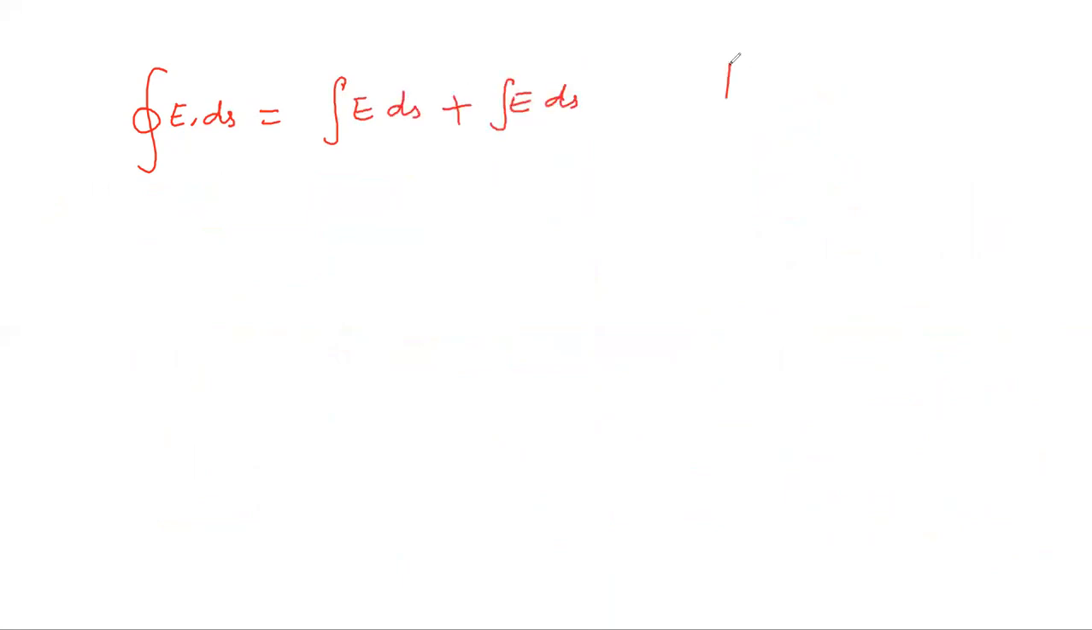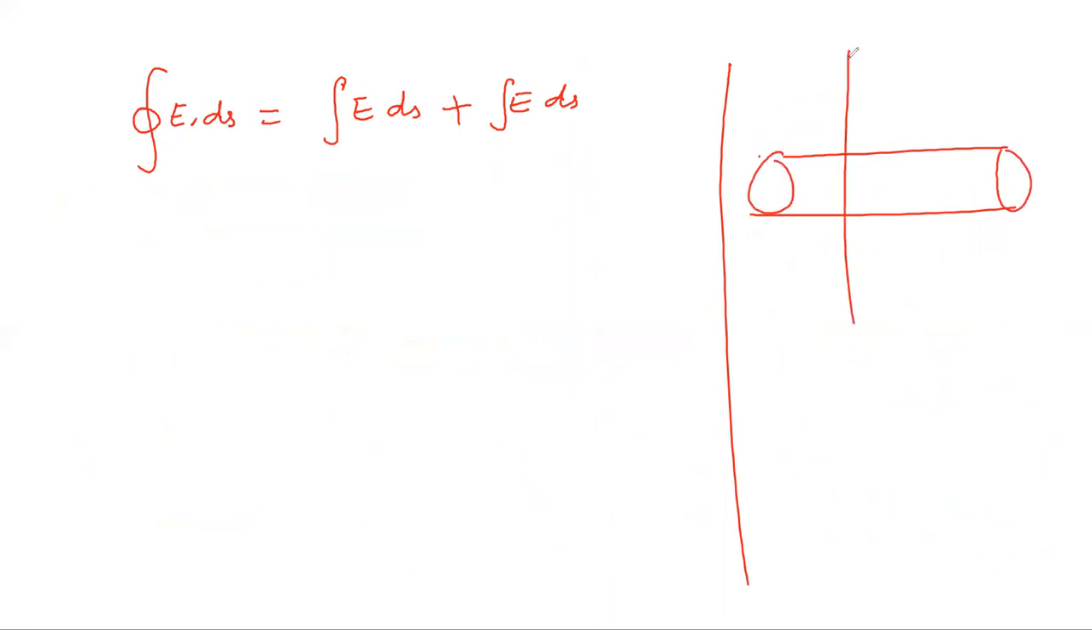Now see, this is my Gaussian surface. Let's take this as the plane sheet and this is the point P. Let us take the radius to be R. I am considering that the whole area of this end is A. Similarly, this will also have the same area A.